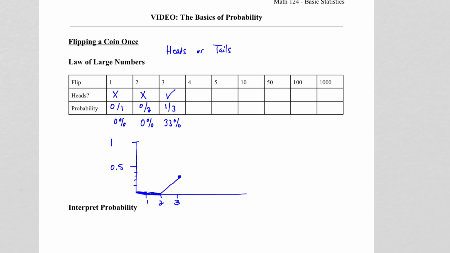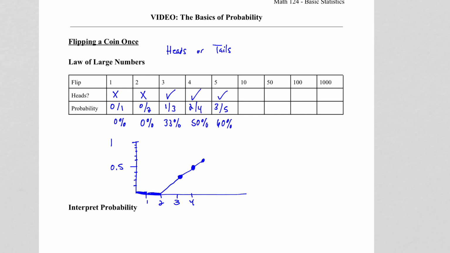So now we're here. Okay, so now we flip it a fourth time, and it lands on heads again. So 2 out of 4, that's 50%. Okay, so now fourth flip, we're up to 50%. Fifth flip, it lands on heads again. So now we have 3 out of 5, and we're up to now 60%. So now we're up here.